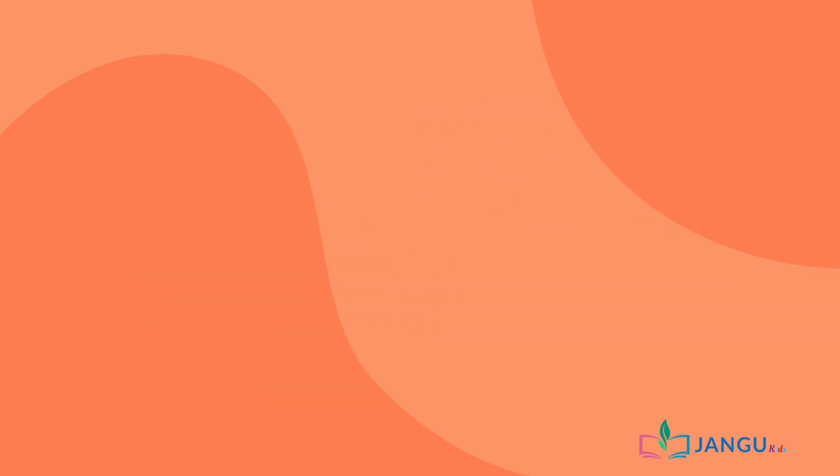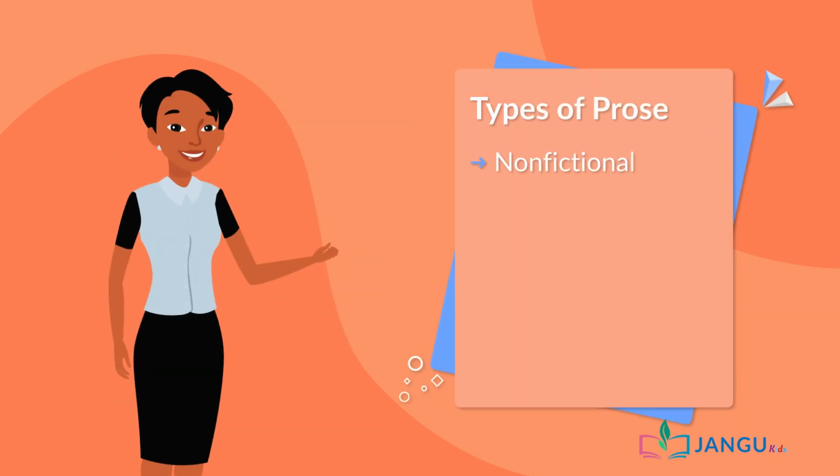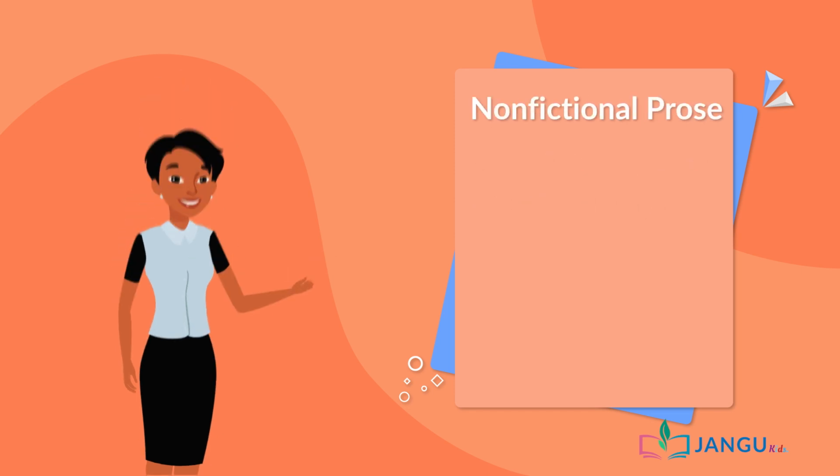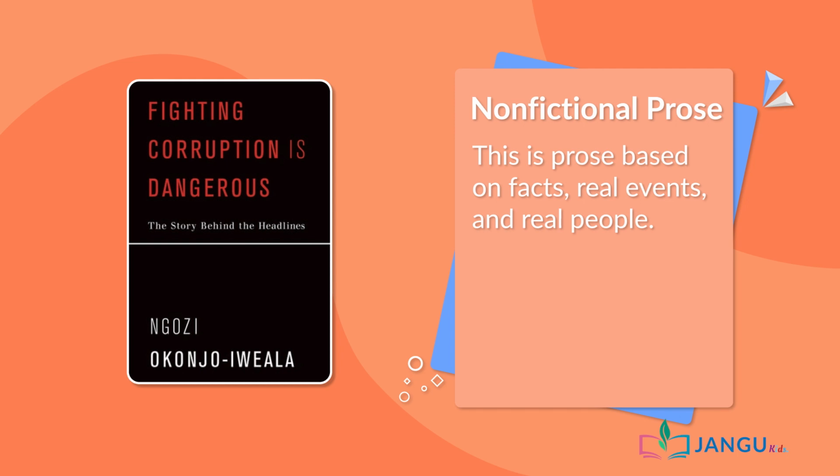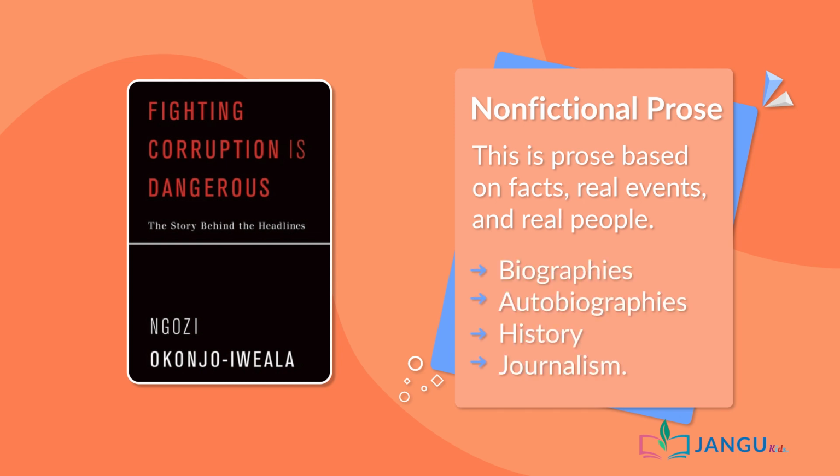Now, the two major types of prose are non-fictional prose and fictional prose. Non-fictional prose is prose based on facts, real events, and real people. Examples of prose that fall into this category are biographies, autobiographies, histories, and journalism.